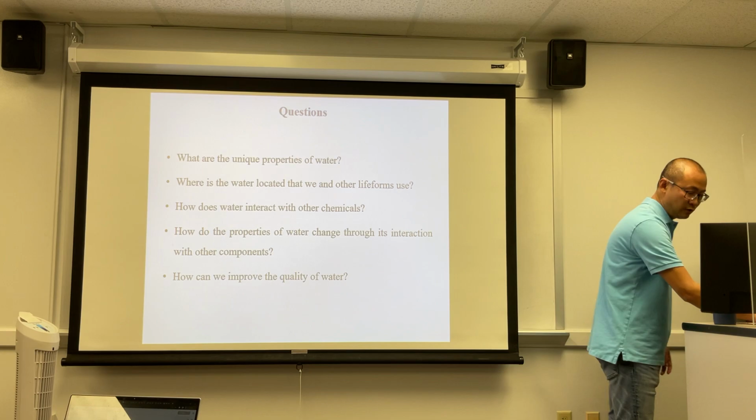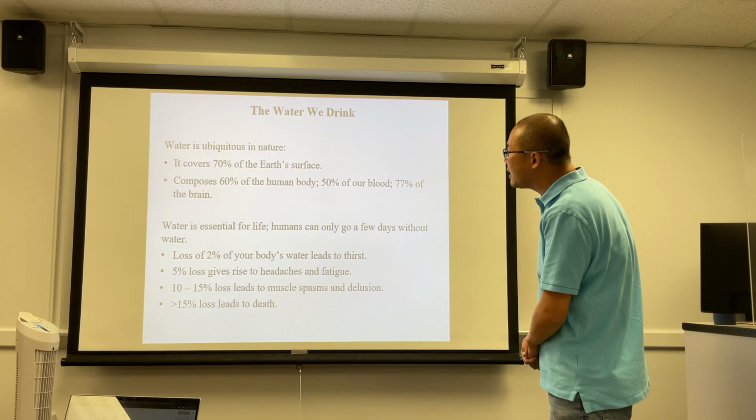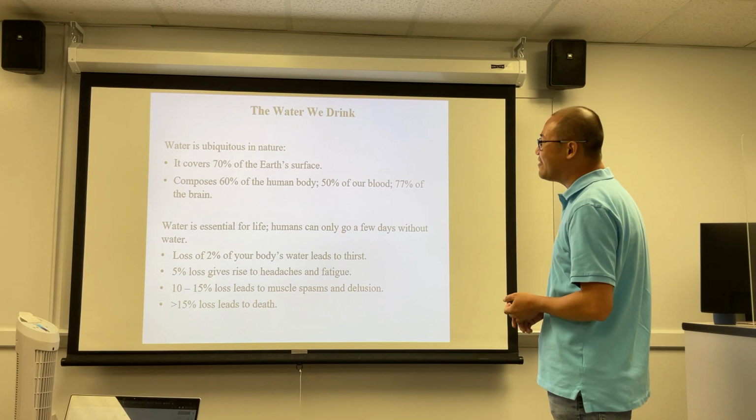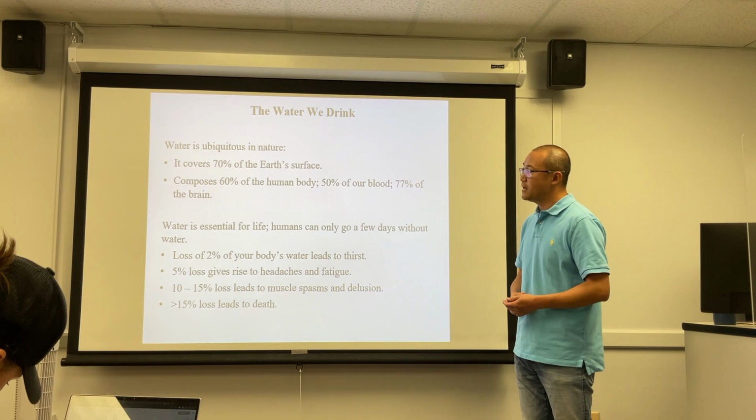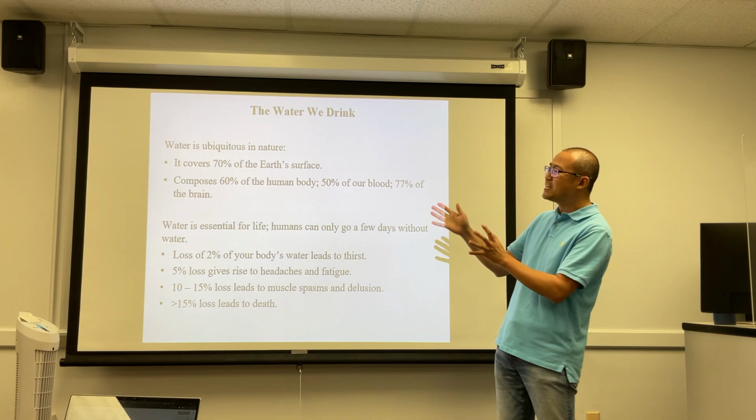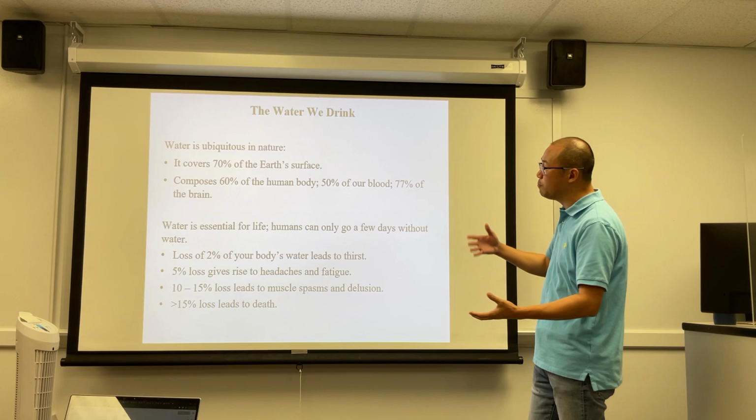First, some background of water, the water we drink. Water covers 70% of the Earth's surface. We know our Earth is mostly ocean, 70%, and only 30% is land. Also, around 70%, I think 60% is the change, around 70% of the human body is water. 55% of our blood is water, and 77% of our brain is water as well.